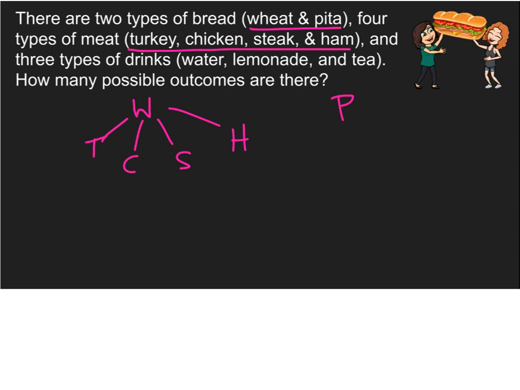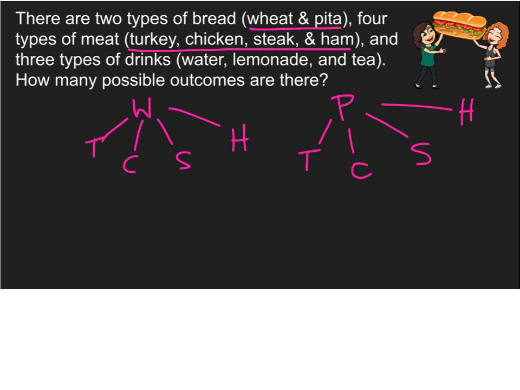Again, notice these branches. That's why it's called a tree diagram. So that's what it looks like on the wheat side. But if I chose pita instead, I still have those choices. So I could choose turkey, chicken, steak, or ham. Okay, I'm going to switch colors just so I can see it a little better.